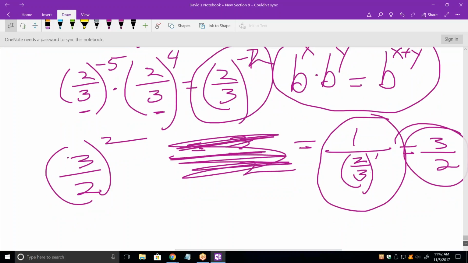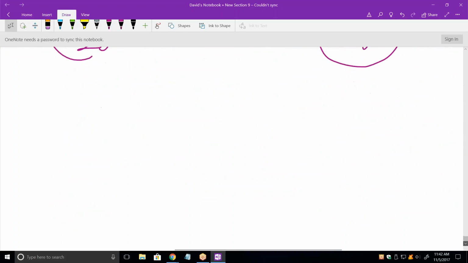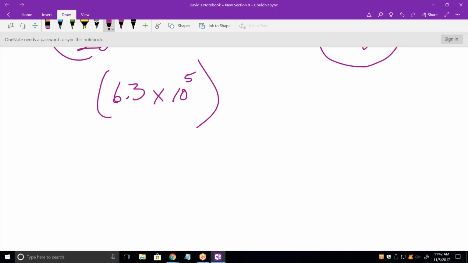The next one is 17. Okay. So in parentheses we have 6.3 times 10 to the fifth, and then in the new parentheses we have 8.9 times 10 to the -12th.